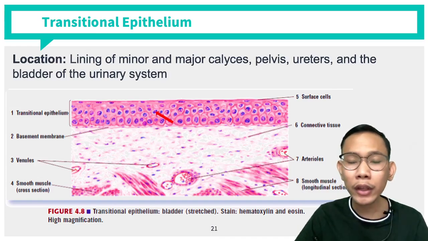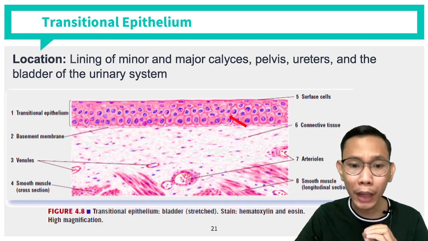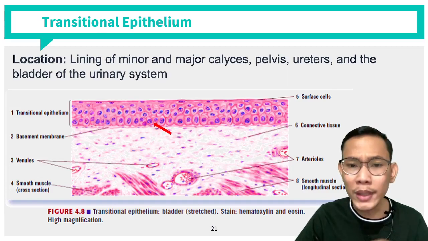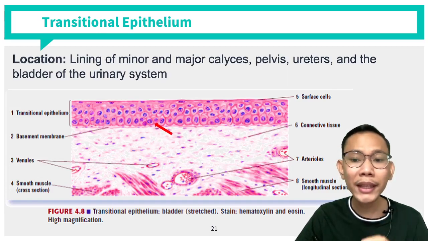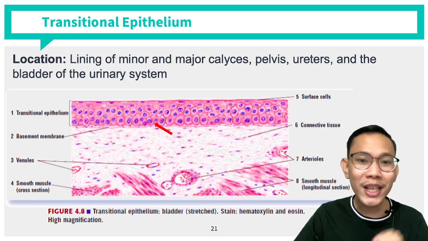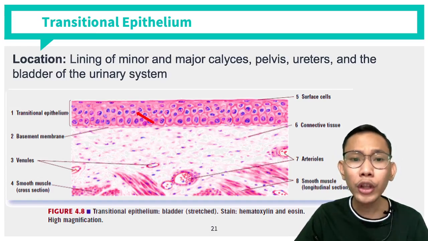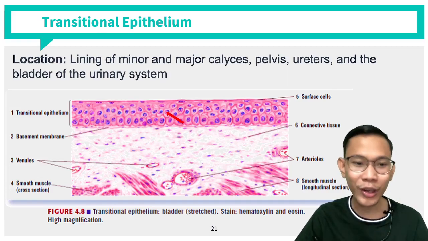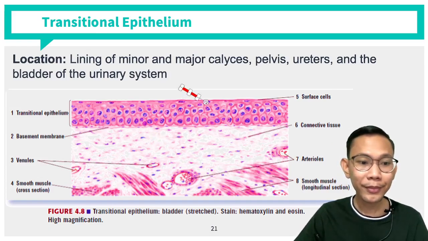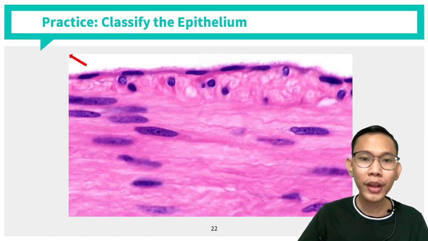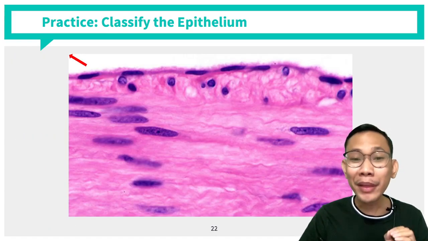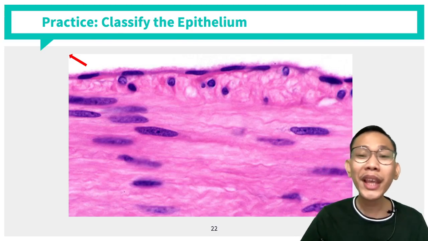However, when it is contracted or there is little fluid of your urine in your urinary bladder, what will happen? It will now resemble your squamous cells. So it looks like squamous cells or a stratified epithelium. So again, the morphology of your transitional epithelium will be different depending on whether it is stretched or not stretched. So those are the different classifications of your epithelium.